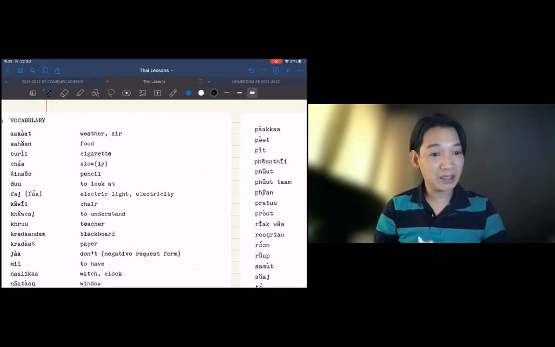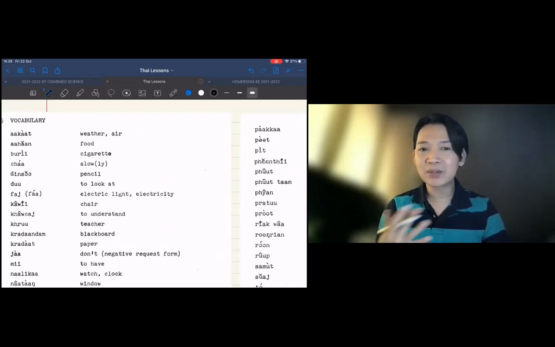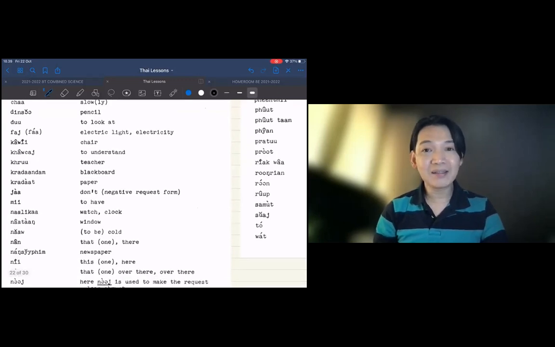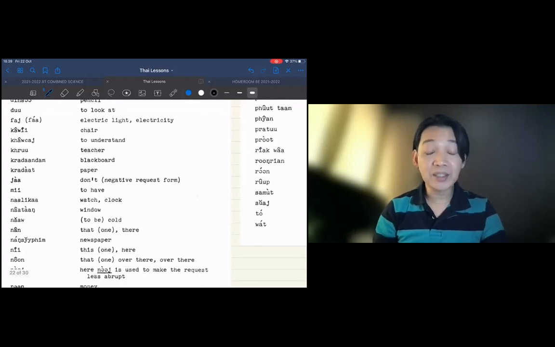Akat is weather or air. It refers to the weather of the day. It could be hot, cold, windy, or it could be generally referring to the air. Ahan is food. Buri is cigarette. And then you have dinsu, pencil. Du is to look at or to look. Fai is generally referring to light or electricity. Kau I is the chair. Kau jai is the verb to understand.